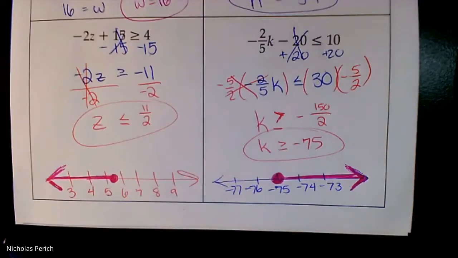Okay, so those are the inequalities. I believe we have one more, maybe two. One more inequality, and then a nightmare problem, and then a not-so-nightmare problem. Okay?